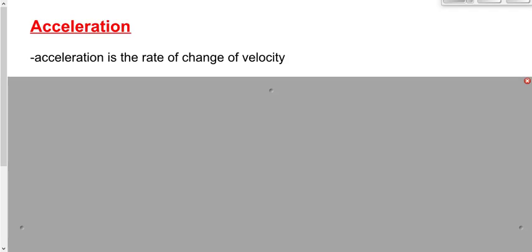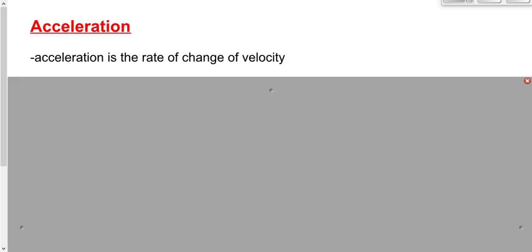But now, in addition to those types of problems, we're going to see problems where it's not constant or average velocity, but rather an object is speeding up or slowing down. In other words, we're going to see problems involving acceleration. We define acceleration as the rate of change of velocity. Remember how we defined velocity? The rate of change of position.